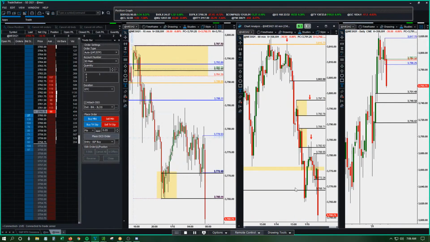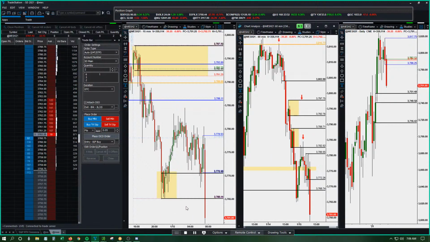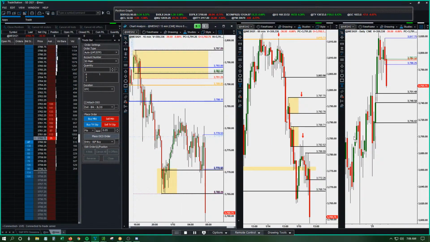I don't think we're going to get back up here, the previous close and open, anytime soon. See if it wants to hold this. Got a little bit more room to go, another 10 points or so.